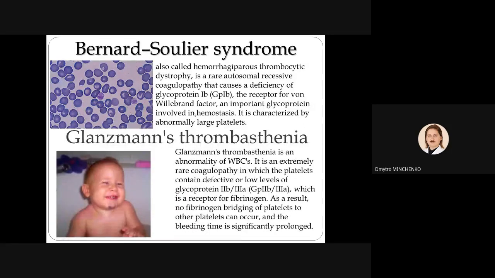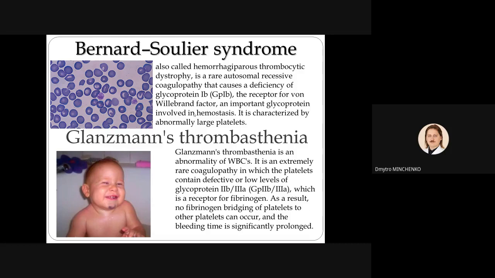Another couple of rare syndromes, Bernard-Soulier and Glanzmann's thrombasthenia. Bernard-Soulier, also called hemorrhagic thrombocytic dystrophy, is a rare autosomal recessive coagulopathy. It's caused by deficiency of certain structural proteins of the membranes of thrombocytes and the receptor for the von Willebrand factor, characterized by abnormally large platelets and, of course, reduced quantity and functionality of platelets as well.